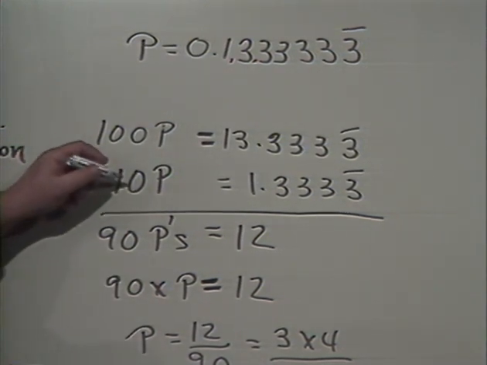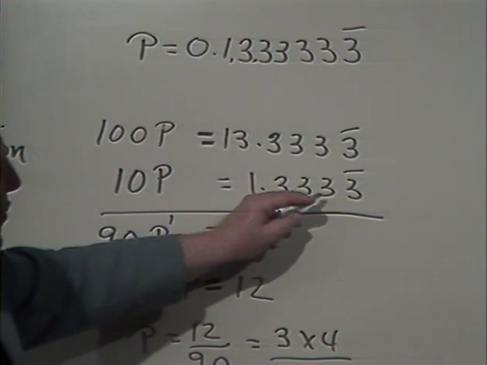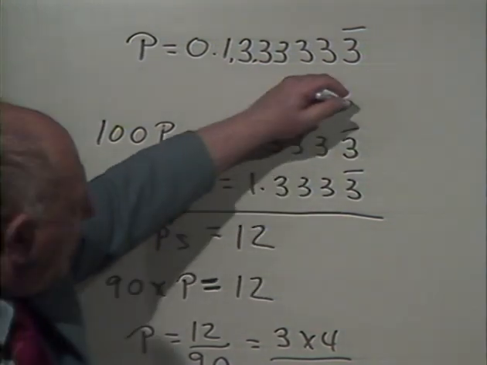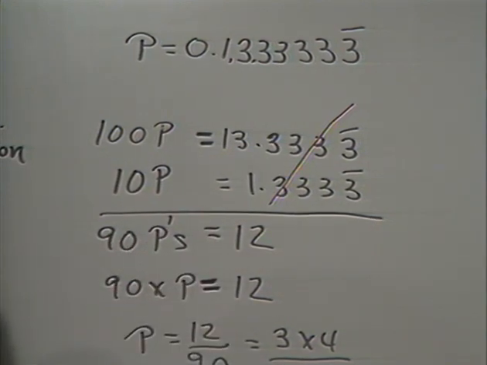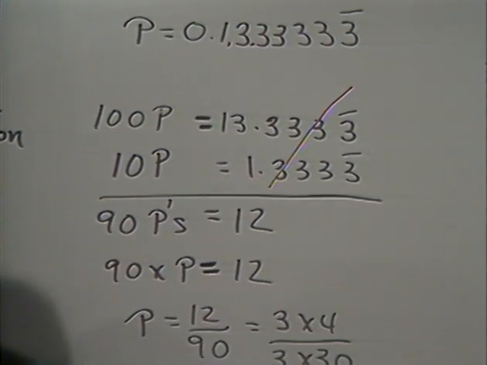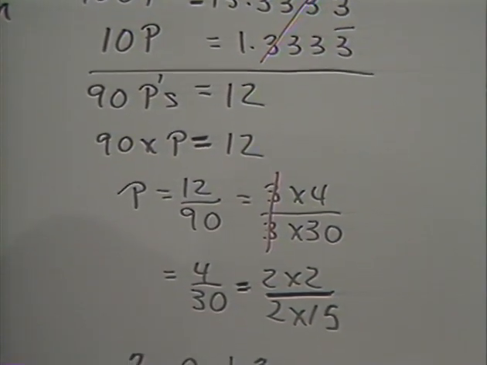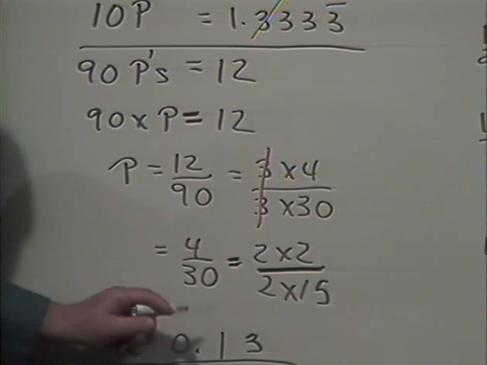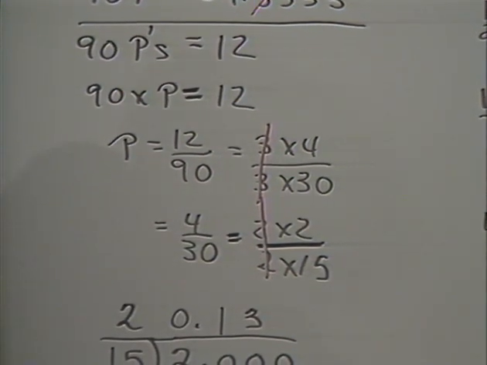Now if I subtract 10 p's from 100 p's, I get 90 p's. Subtracting 1.3333 from 13.3333, the 3s cancel, leaving 12. 90 p's is 12. That means p is 12 over 90. 12 is 3 times 4. 90 is 3 times 30. That leaves me 4 over 30. 4 is 2 times 2. 30 is 2 times 15. So the answer is 2/15.